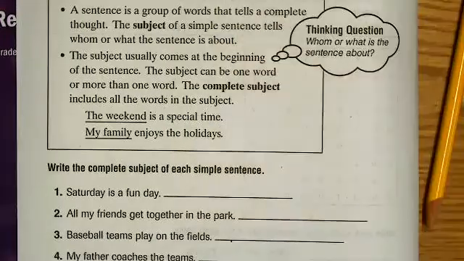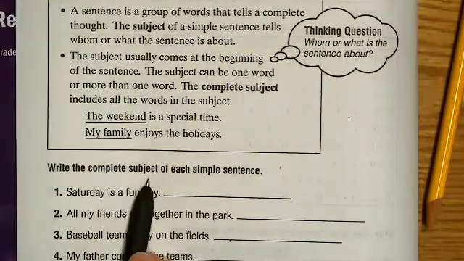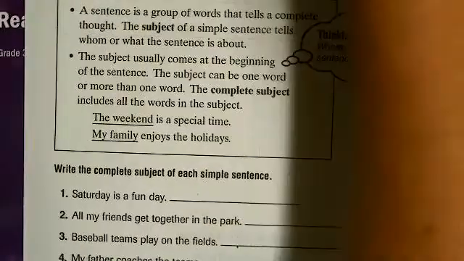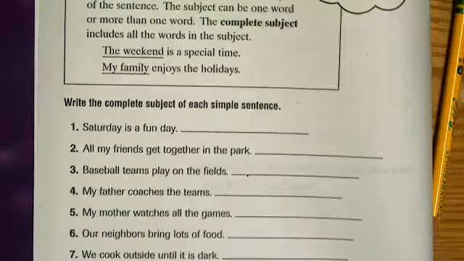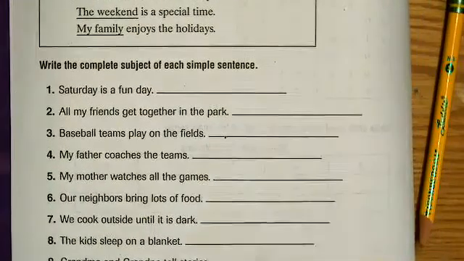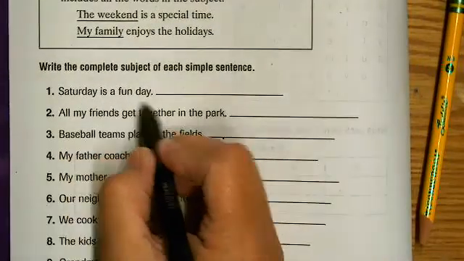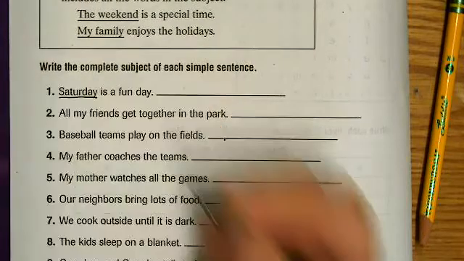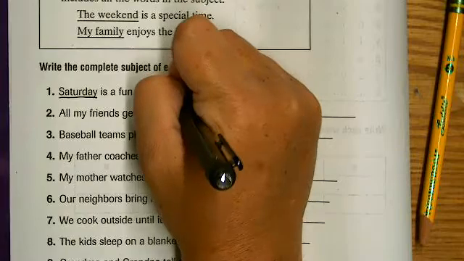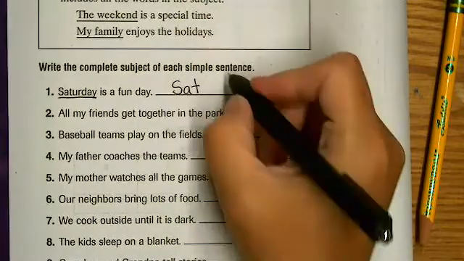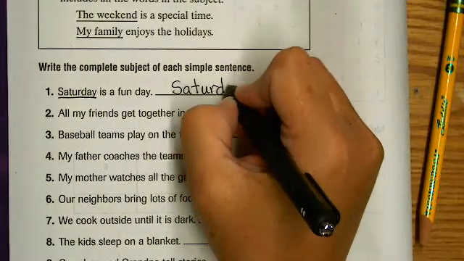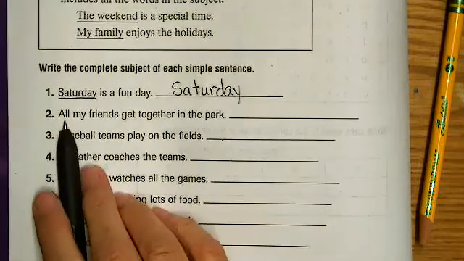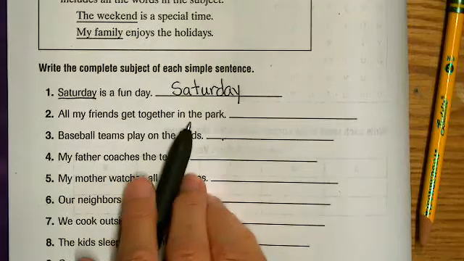Our job is to write the complete subject of each simple sentence. So we've got 10 sentences here, and we're going to write the complete subject of each one. Saturday is a fun day. What's a fun day? Saturday. So I'm going to write that over here, and I'm going to use a capital because Saturday is a proper noun, and it's at the beginning of the sentence. Saturday is my subject.